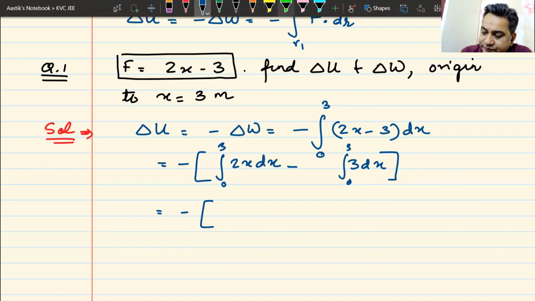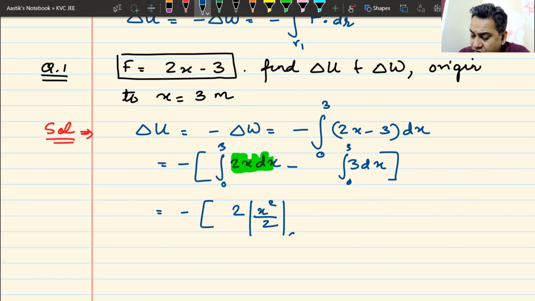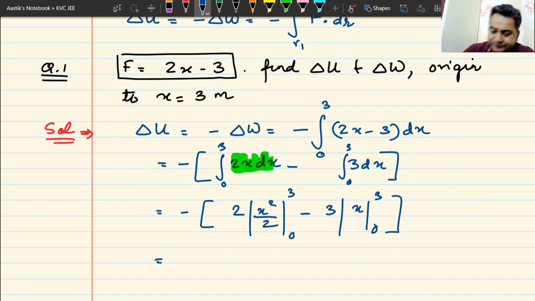The integral of 2x dx, everyone knows, will be equal to 2 times x squared by 2. If you don't remember it, you can go and watch the lecture on integration. Then from 0 to 3, minus 3 times the integral of dx, which is x, varying from 0 to 3. I hope you can put the values and get the answer. What is the value of delta U coming as? Anyone?